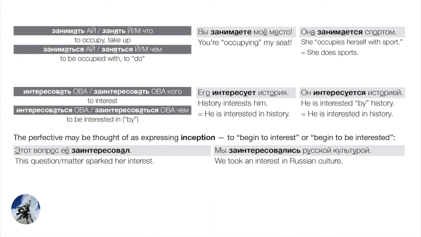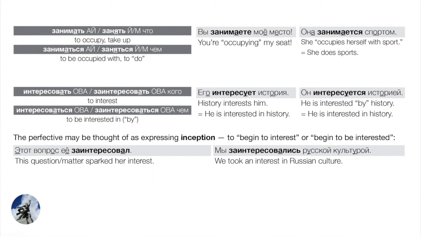Let's look at two examples. Его интересует история. Literally, history interests him. Right, note how the subject is at the end of that sentence, right? History interests him, transitive. But we use that passively, right, with the reflexive particle. Он интересуется историей. He is interested by history. There's the instrumental appearing in the noun in the instrumental case here used with a passive verb. More on that later. Okay, so this is really two ways of saying the same thing, right? Его интересует история versus он интересуется историей.